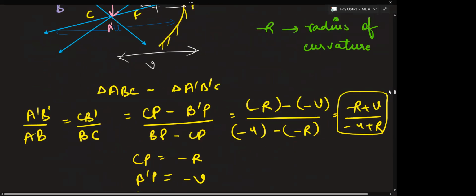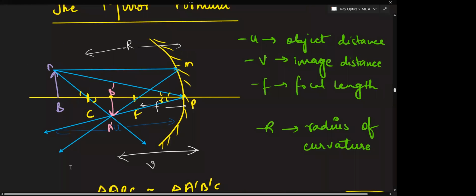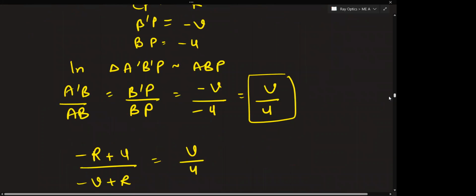See, using this mirror, we concluded that this triangle A dash B dash P and ABP, this bigger triangle and this smaller triangle, both are similar to each other. Why? Because of this angle I with angle R and this common side. So using that similarity, we had this. Remember, here we did this step. Now using this only, we will figure it out.